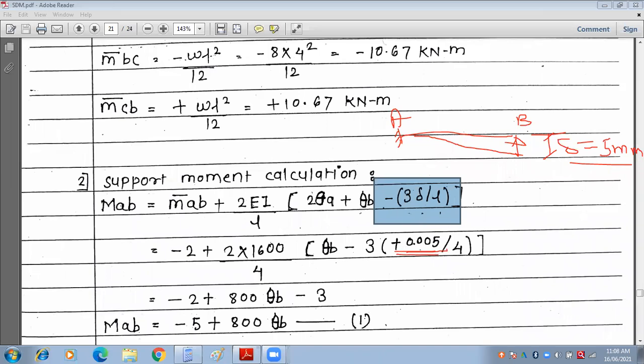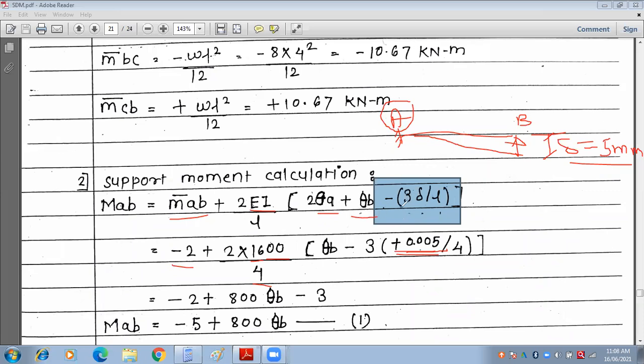This 5 millimeter is nothing but equal to 0.005 meter. Okay, now put the values. Fixed moment minus 2, EI value is 1600, and span is of 4 meter. Now here, as we know that because support A is fixed one, theta A value is 0. Only remain is theta B.